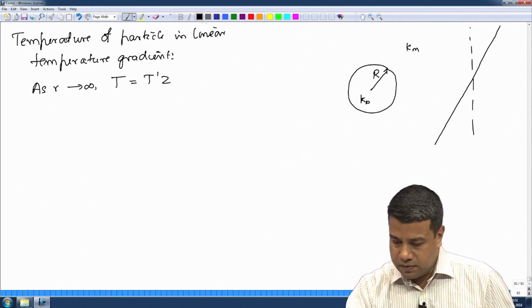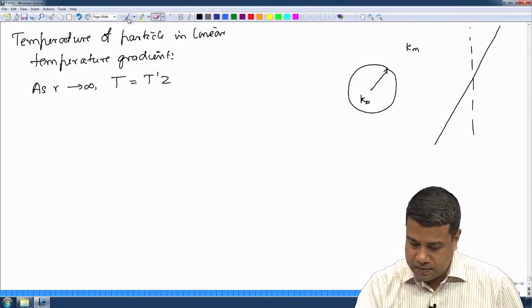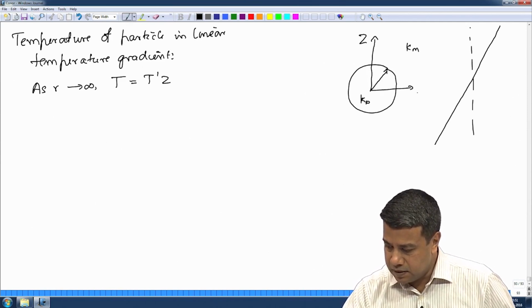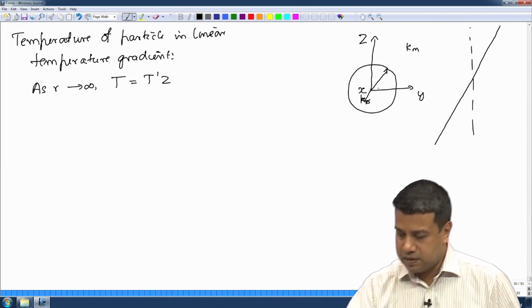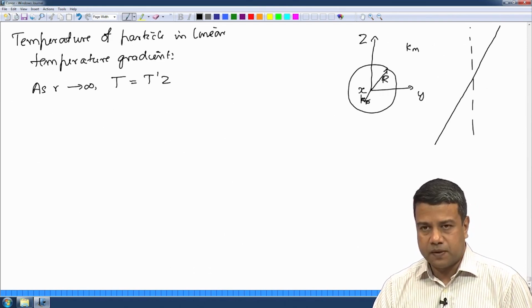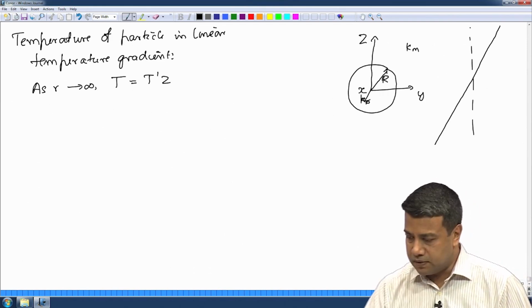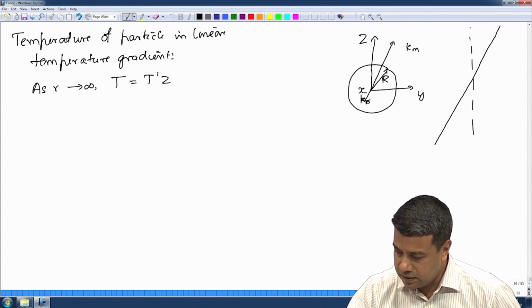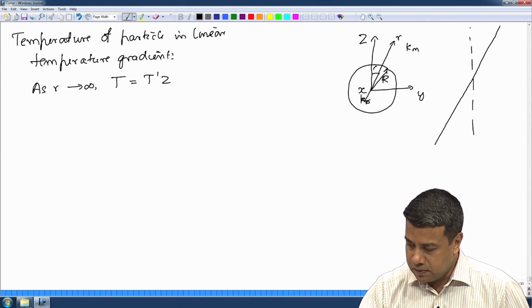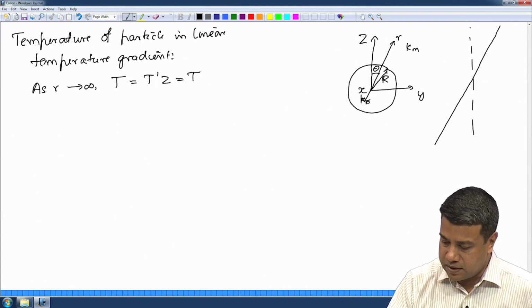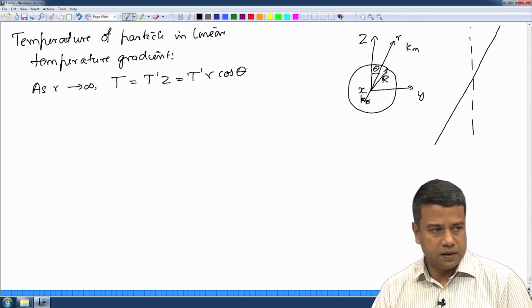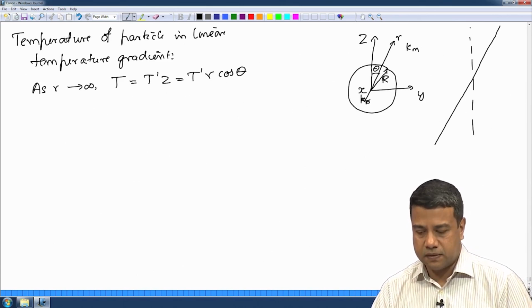Now if I put in a coordinate system here, this is z, this is y, and this is x, an x, y, z coordinate system, and the particle radius is r. Far from the particle, the temperature is equal to T prime times z at any observation point, and we know that in a spherical coordinate system, z is equal to r cos theta.